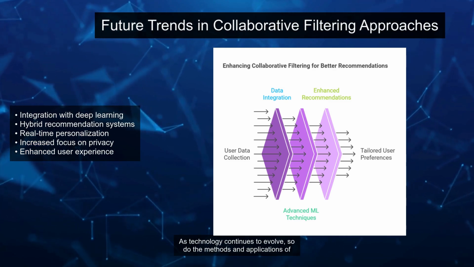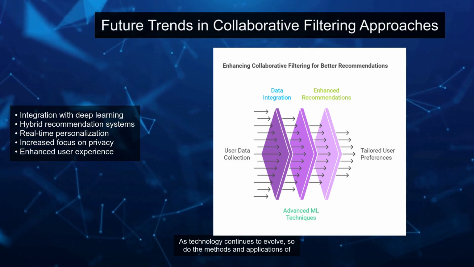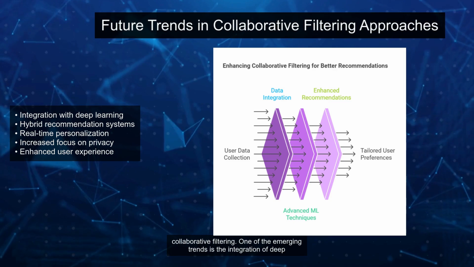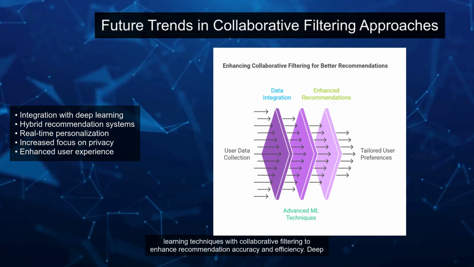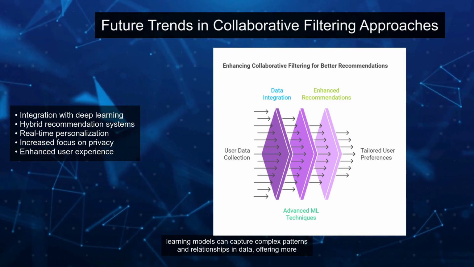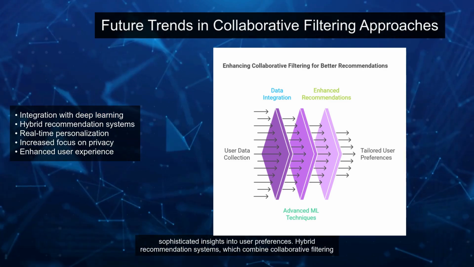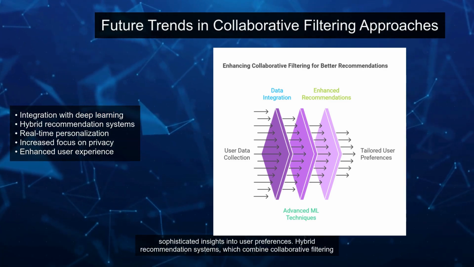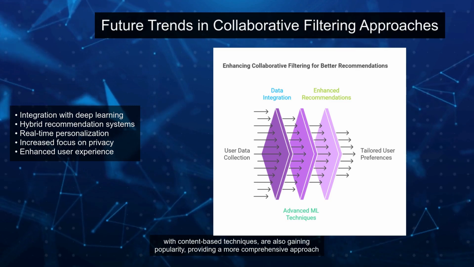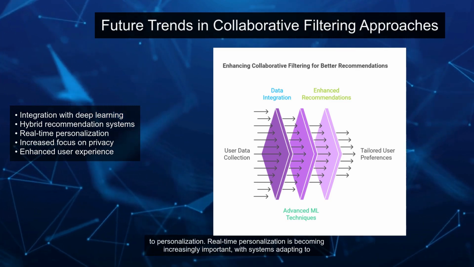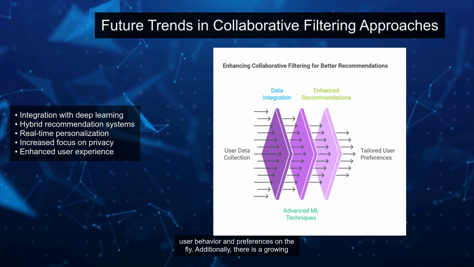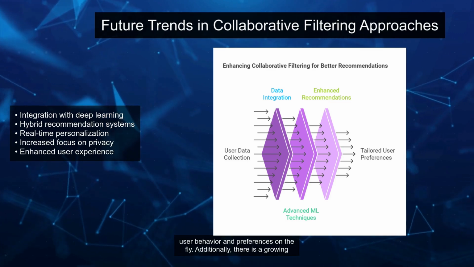As technology continues to evolve, so do the methods and applications of collaborative filtering. One of the emerging trends is the integration of deep learning techniques with collaborative filtering to enhance recommendation accuracy and efficiency. Deep learning models can capture complex patterns and relationships in data, offering more sophisticated insights into user preferences. Hybrid recommendation systems, which combine collaborative filtering with content-based techniques, are also gaining popularity, providing a more comprehensive approach to personalization. Real-time personalization is becoming increasingly important, with systems adapting to user behavior and preferences on the fly.